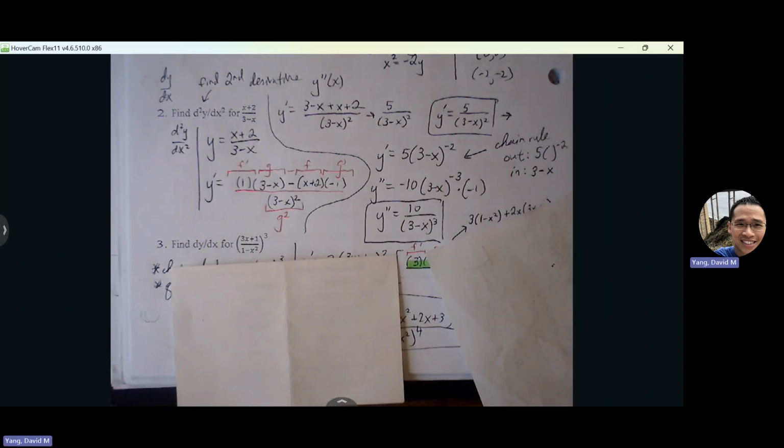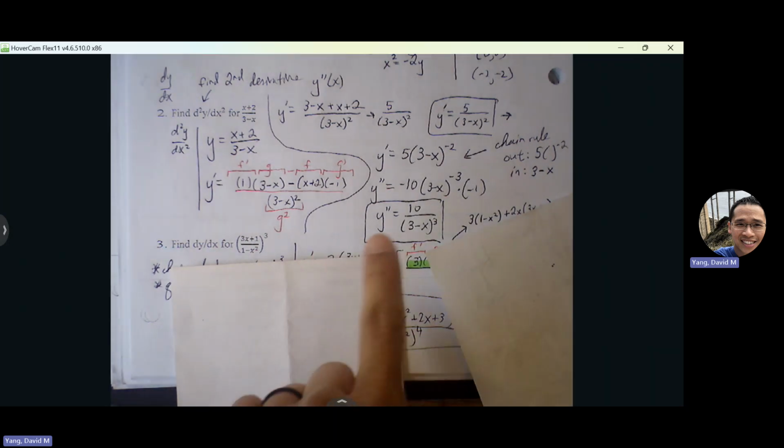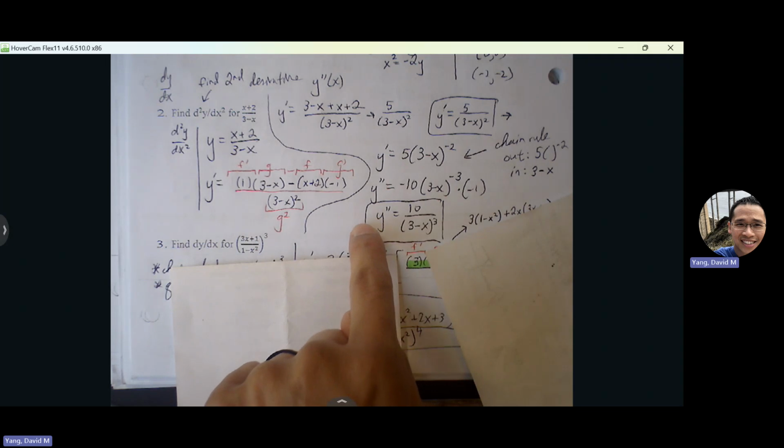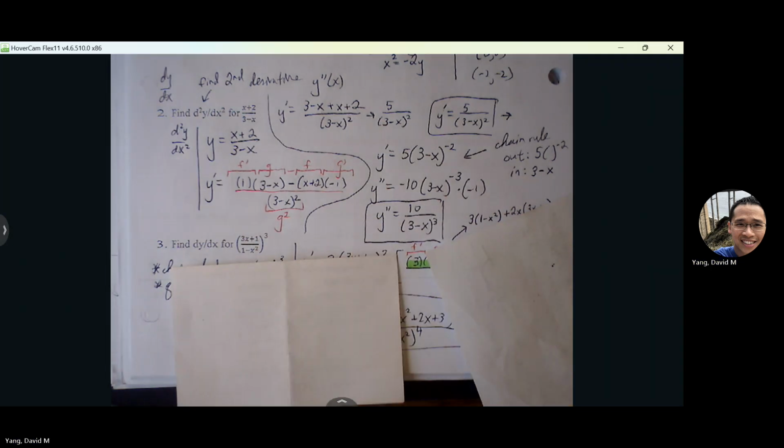So once I get my second derivative, I'm just trying to do a little bit of cleanup, trying to push that negative exponent back down to the denominator. So here's my y double prime, or my d2y over dx2. Any questions with 2?